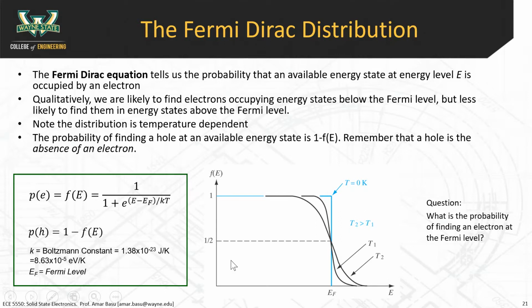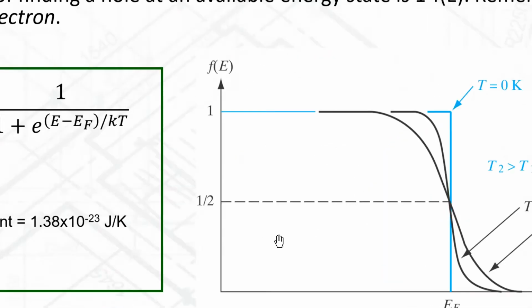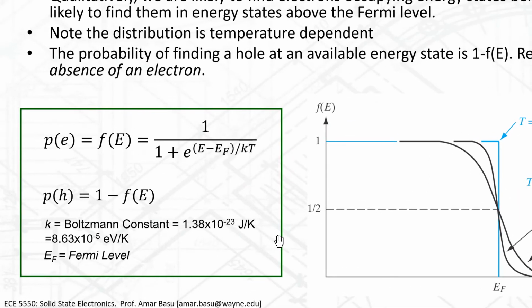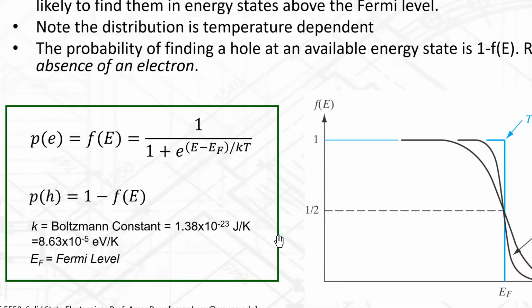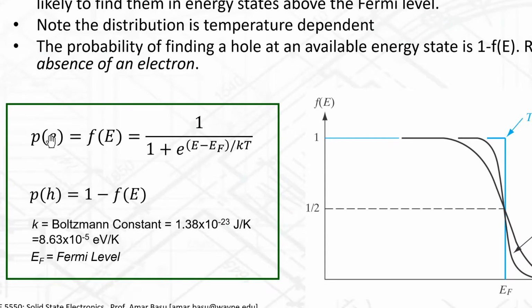The actual function looks something like this. Again, we're not deriving this, so just take this as a law. This is the function. The probability of finding an electron is equal to the Fermi function. It's a function of E, and it's equal to 1 over 1 plus e to the (E minus E_F) over kT. That's the probability of finding an electron. Intuitively, this should make complete sense. The probability of finding a hole is 1 minus the probability of finding an electron.